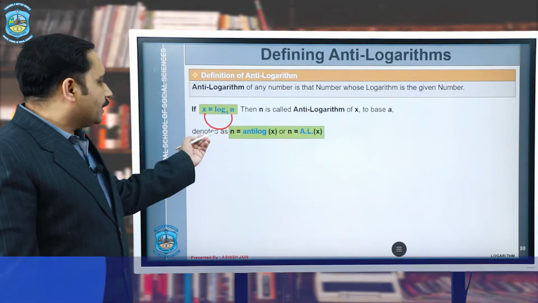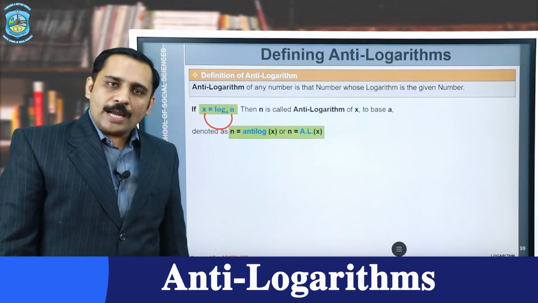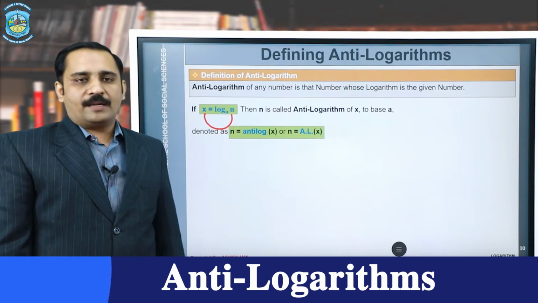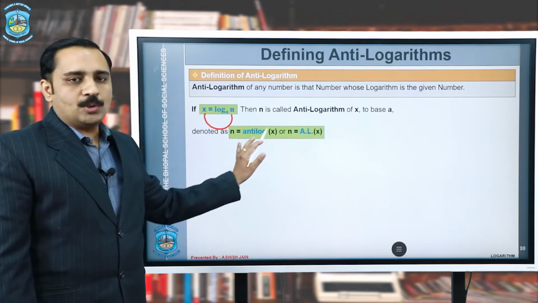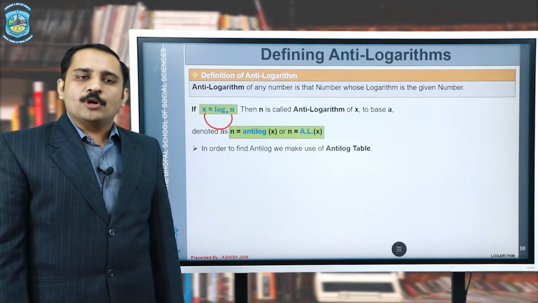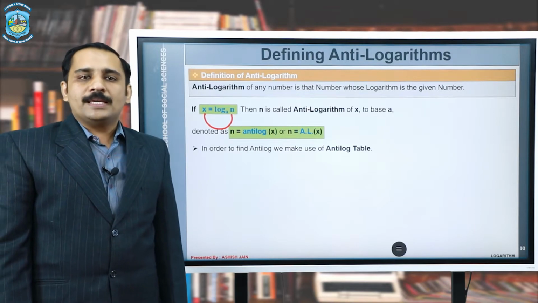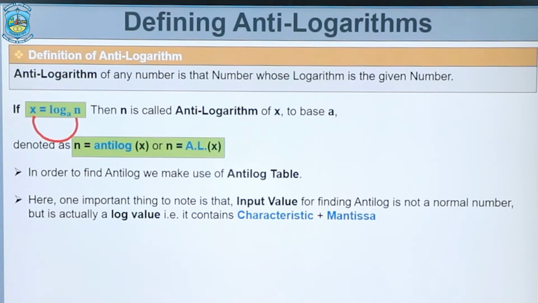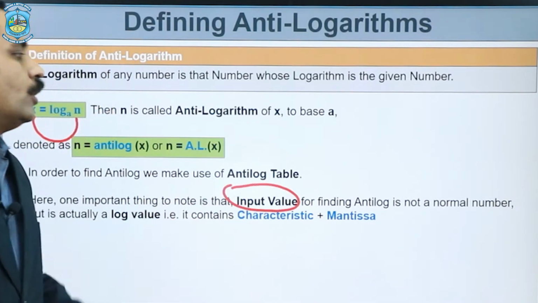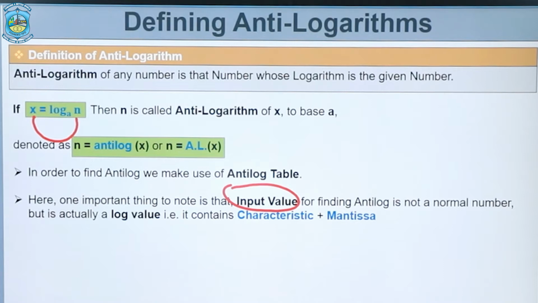Here, it is denoted as n is equal to anti-logarithm of x, or we can write it as n is equal to ALX. You can use any of these notations. In order to find anti-logarithm, we make use of AntiLog Table. Here, one important thing to note is that the input value of finding AntiLog Table is not a normal number, it is actually a log value.